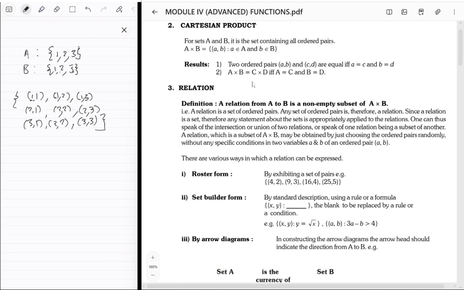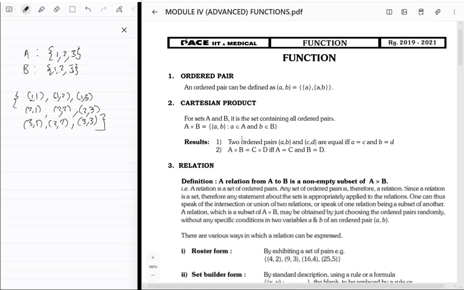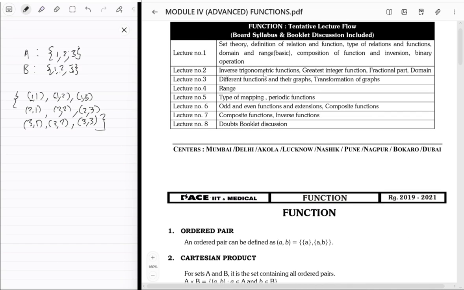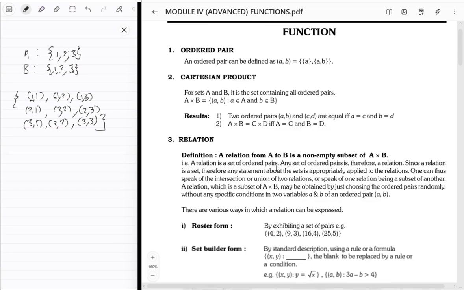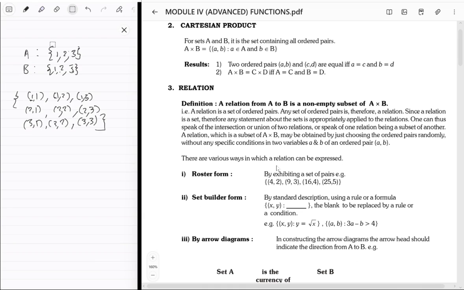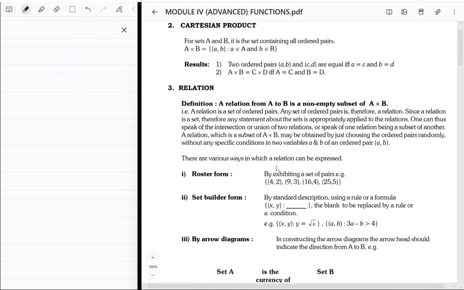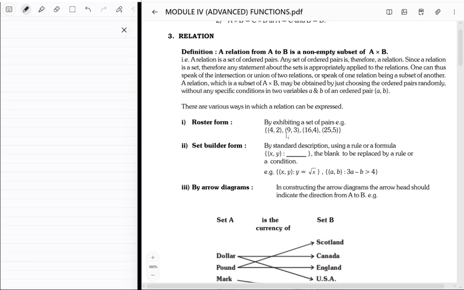A relation from A to B is a non-empty subset of A cross B. So how did we go to relations now? Oh, so it's sets and relations first of all, and then you will actually go to functions. Right. So till now it's talking about relations and sets and whatnot. Okay, a relation, fine, I know what that is.